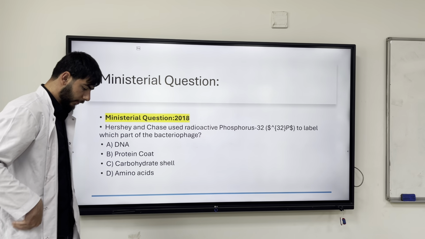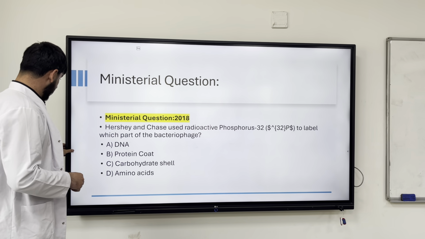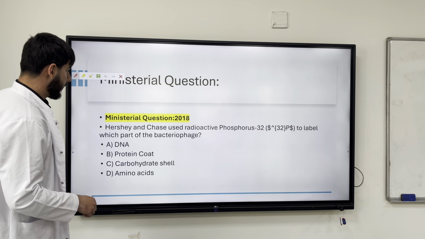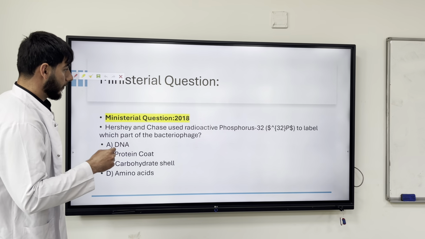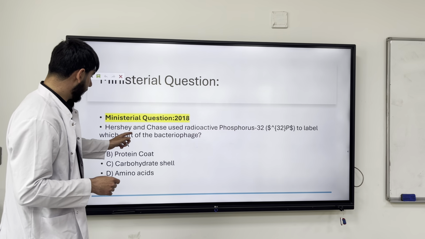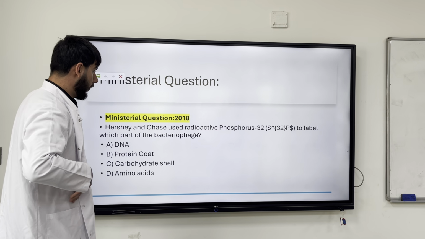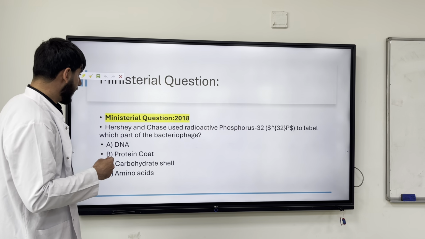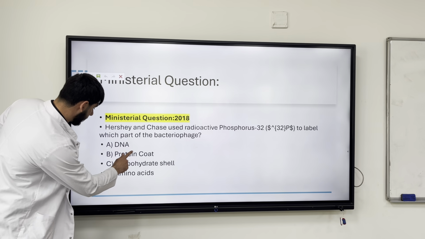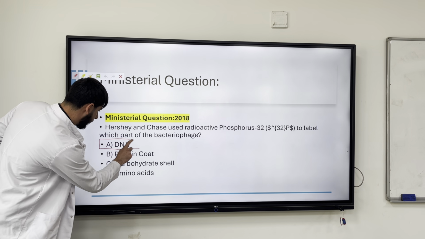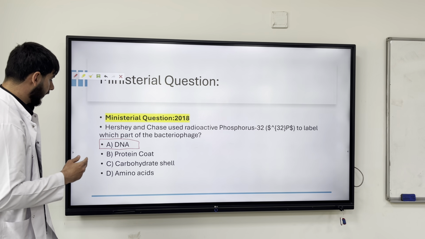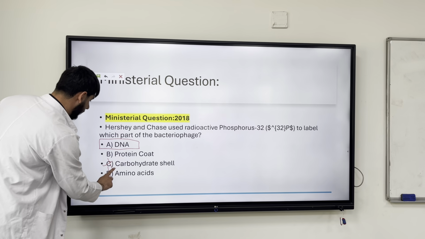And in this ministry question, Hershey and Chase used radioactive phosphorus, P32, to label which part of the bacteriophage? We used P32 to label the DNA. It's important here. We label protein with sulfur, and carbon and amino acid didn't relate to our question.